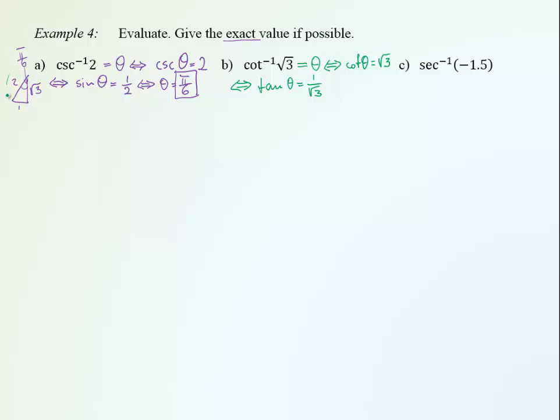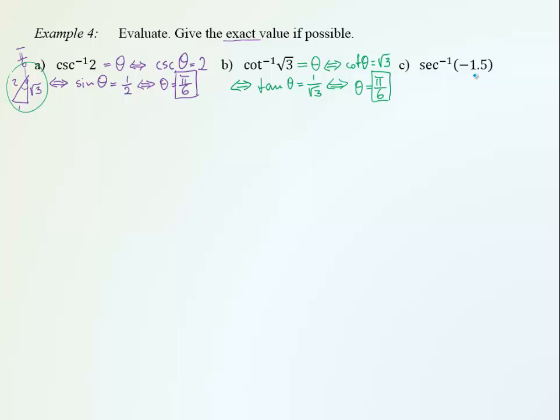Let's look at our diagram. 1 over root 3 is tangent of pi/6 again. Therefore, theta by itself is pi/6. And it falls into the first quadrant, so yes, we are in the range of our cotangent, so everything is fine.